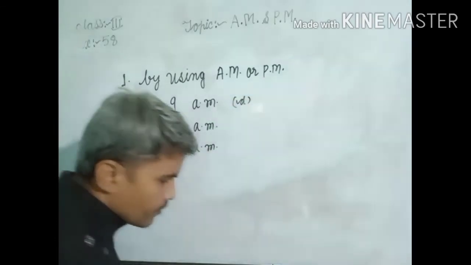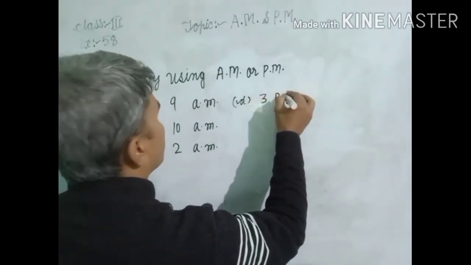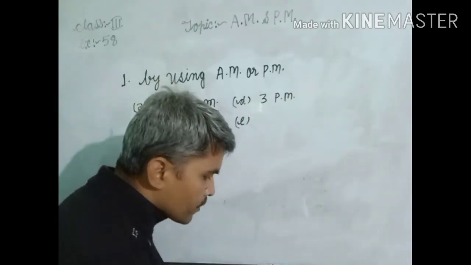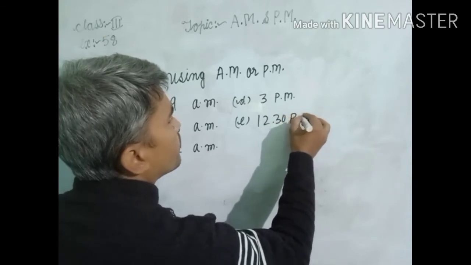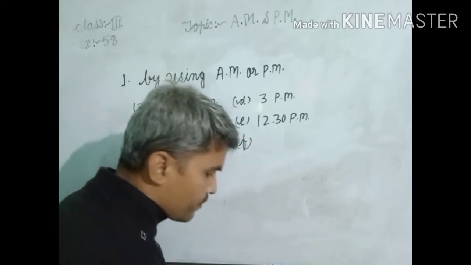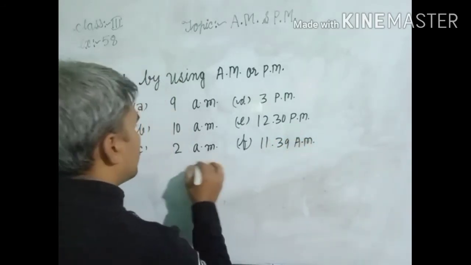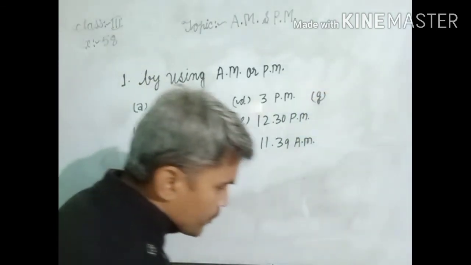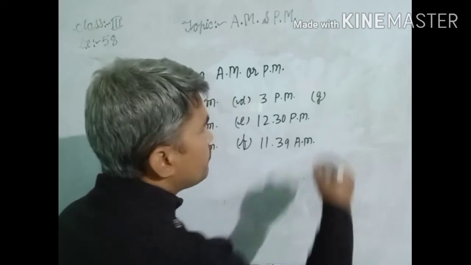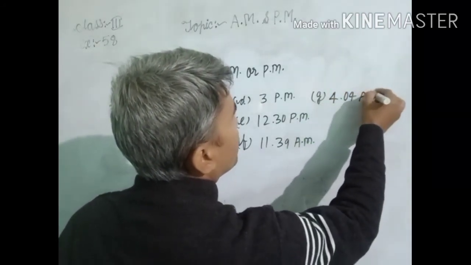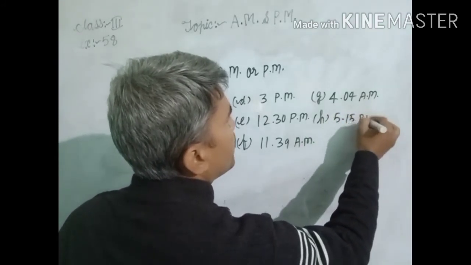Question D, 3 o'clock in the afternoon, that means 3 p.m. Question E, 12:30 in the afternoon, that means 12:30 p.m. Question F, 11:39 before noon, 11:39 a.m. Question G, 4 after midnight, 4 a.m. H, 5:15 in the evening, 5:15 p.m.